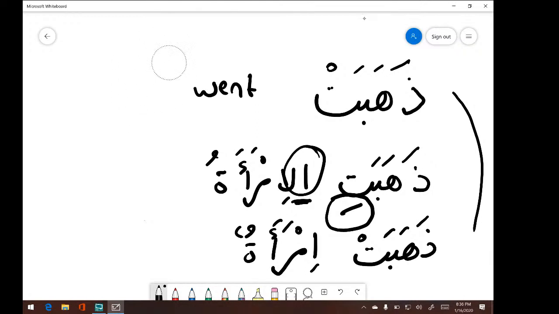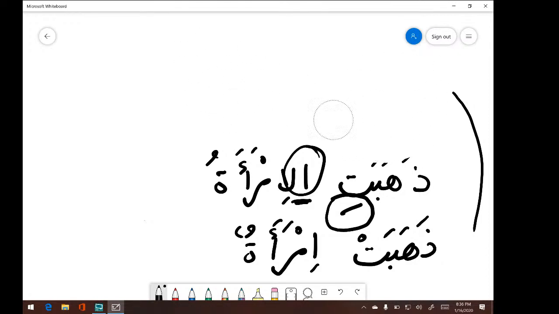Now, we have already learned alladhi, now we learn allati. We already knew allati as well, right? I taught you alladhi, allati. I also taught you alladhani, allatani, and then alladhina, and then allati, right? Allati.